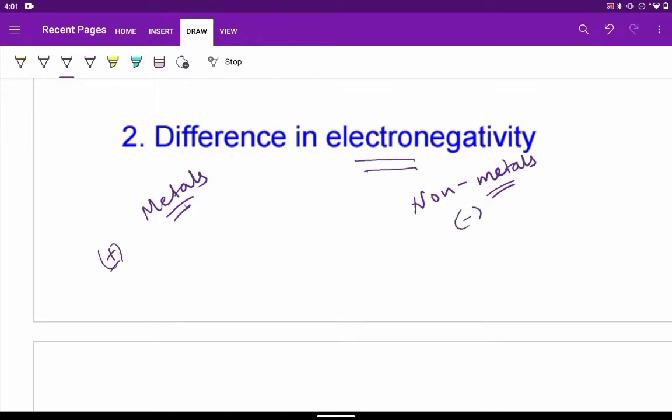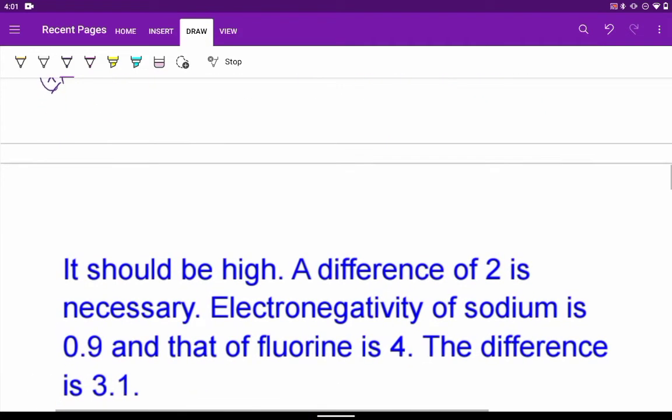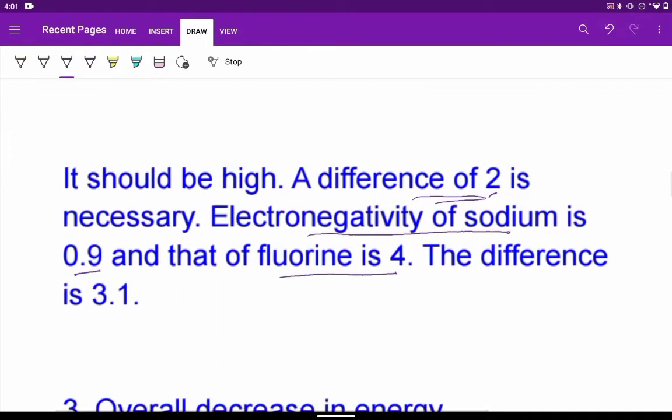So the difference in electronegativity should be quite high to facilitate the formation of the ionic bond. This difference of electronegativity should be at least of the value of 2. For example, if we see the electronegativity of sodium is 0.9, that of fluorine is 4. So here the difference being 3.1. So the sodium fluoride salt, that is the ionic compound, can be easily formed because the difference of electronegativity is quite high.